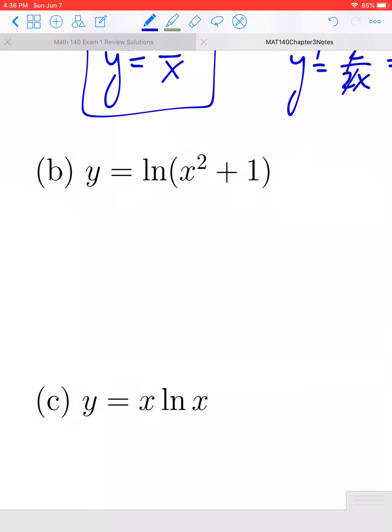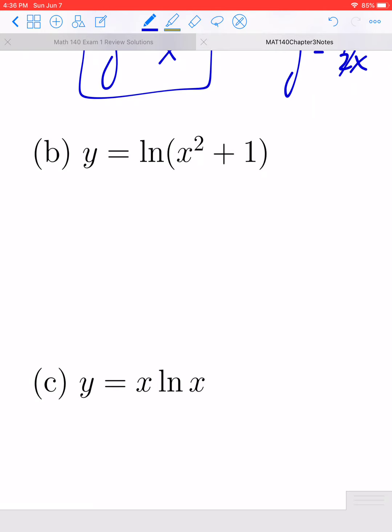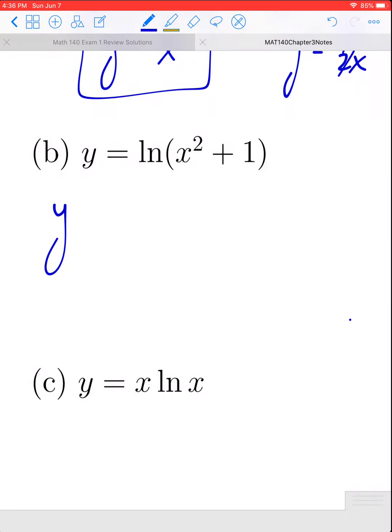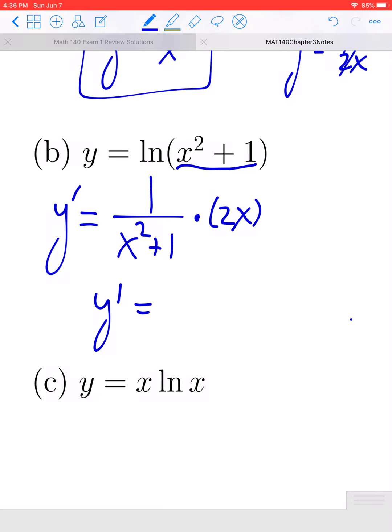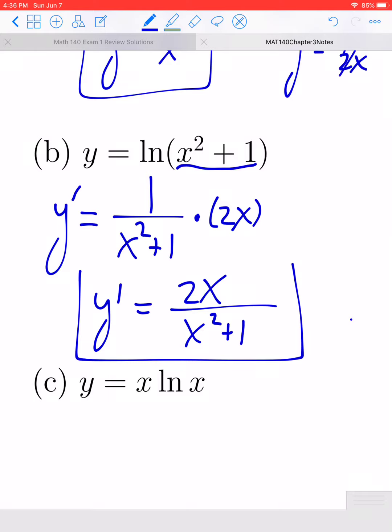Let's take a look at part B. We have y equals the ln of x squared plus 1. To do the derivative of this, it's going to be 1 over the inside function. Now multiplying by the chain rule, we need to multiply by the derivative of the inside function. The derivative of x squared plus 1 should be 2x. So y prime is equal to 2x divided by x squared plus 1.